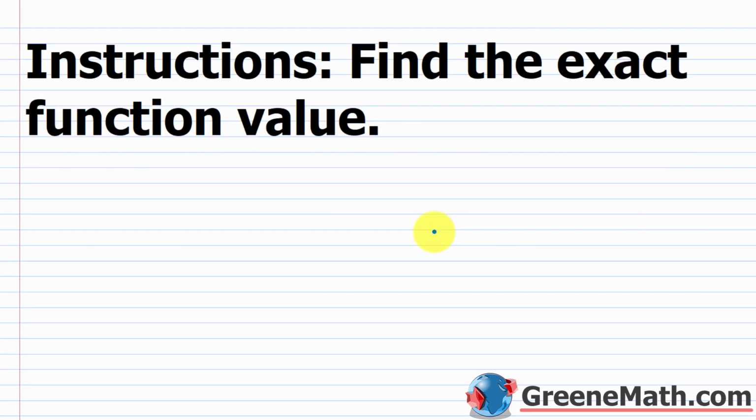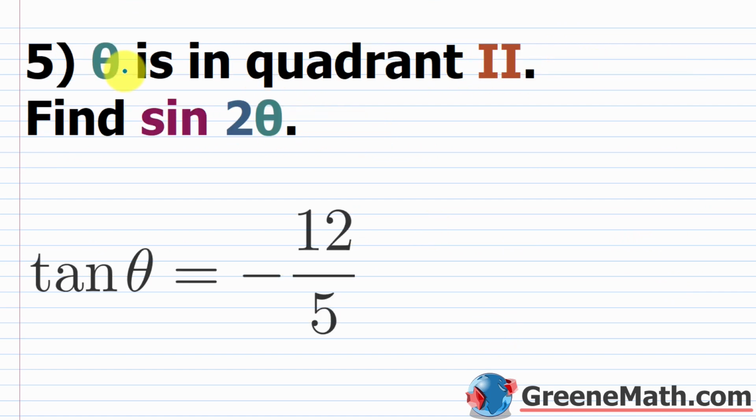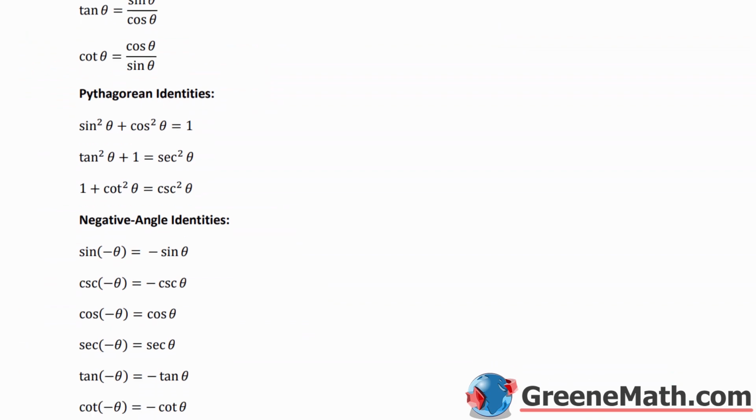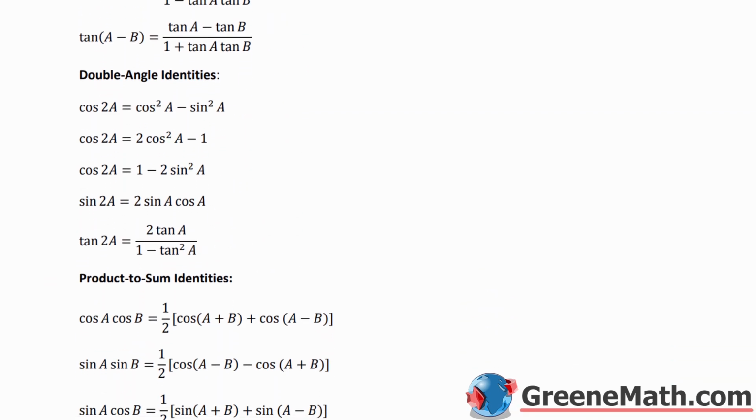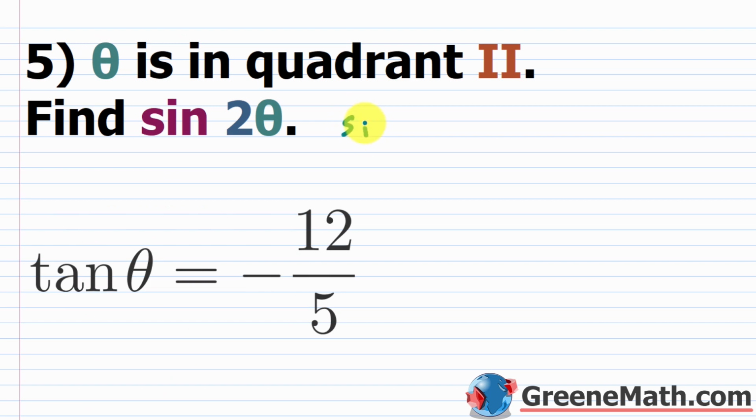All right, for the next few problems, the instructions are to find the exact function value. So for problem 5, we're given that theta is in quadrant 2, and we want to find the sine of 2 theta. So before we do any work, let's just come back down to the handout, and I'm going to go to the double angle identities, and you see for the sine of 2a, you have 2 times the sine of A times the cosine of A. So let's write out that the sine of 2 theta is equal to 2 times the cosine of theta times the sine of theta. Now we're given the tangent of theta, and this equals negative 12 over 5.